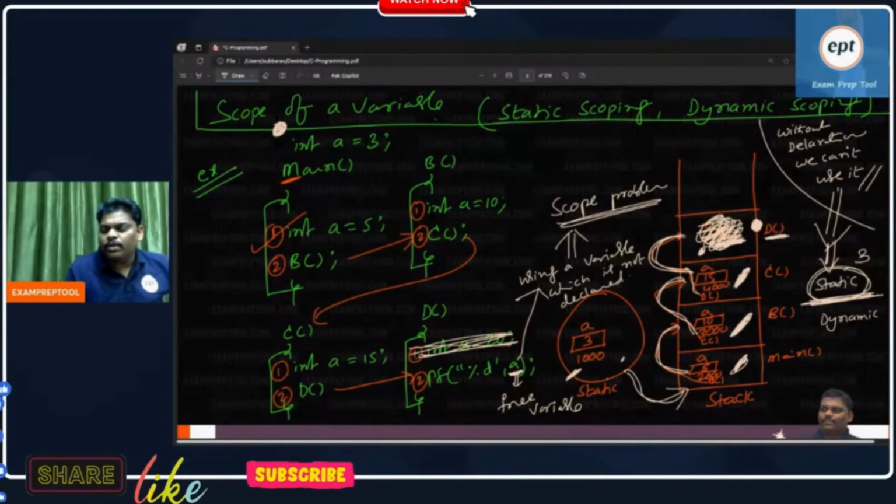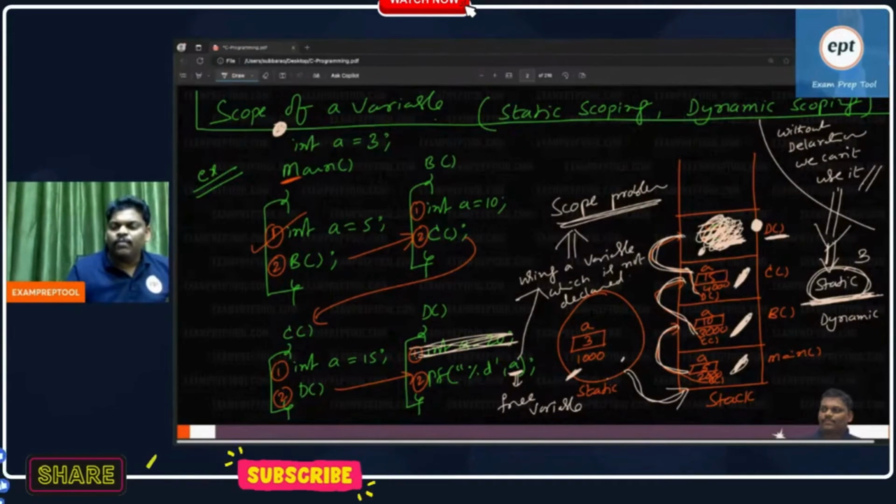Can anyone guess what the answer of this problem is using dynamic scoping? Everyone observe. Very simple. If the top one is not there, go one position down. What is the answer? 15. Suppose that is also not there, go one position down. 10. If that is also not there, go one position down. 5.